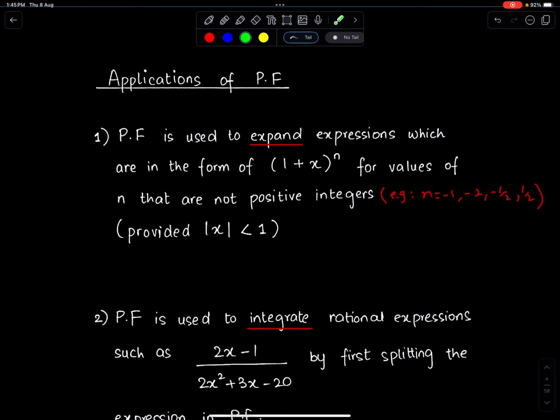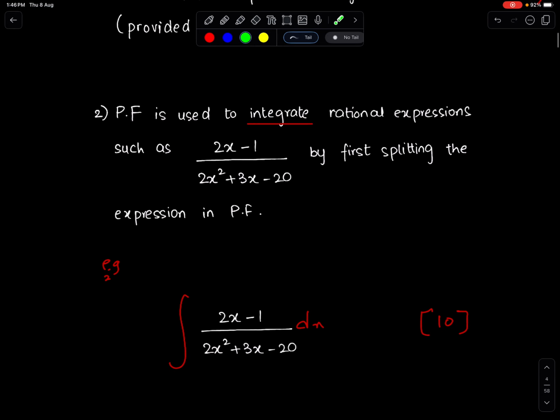Applications of partial fractions. The first application of partial fractions is that it is used to expand binomial expansions of this type, where n is not a positive integer. n could be anything except positive integers and 0. For example, n could be negative integers and rational numbers. The second application of partial fractions is that it is used to integrate rational expressions by first splitting the fraction into partial fractions. So first we split this into partial fractions and then we integrate it.